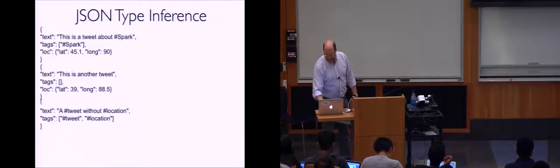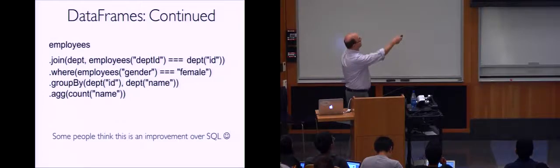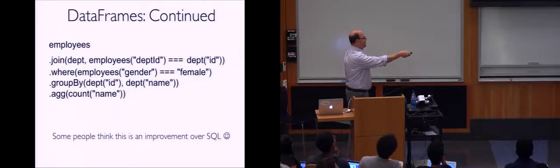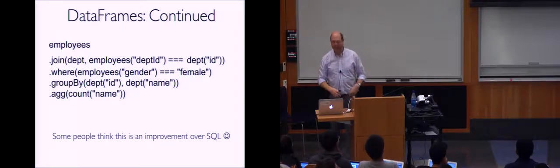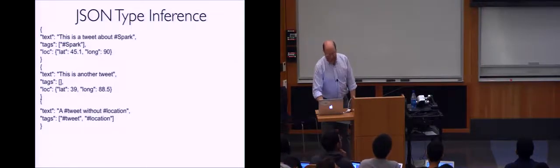More about data frames. If you don't like SQL and you like data frames, you could do this. You could say join, where, group by, agg, and that's my snarky comment. Some people like that better than SQL. I don't know why. And don't ask me why we have 3 equal signs. I forget. Something with the parser.